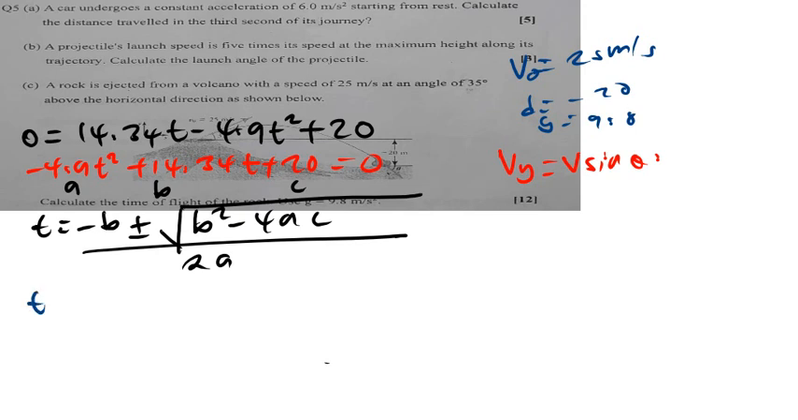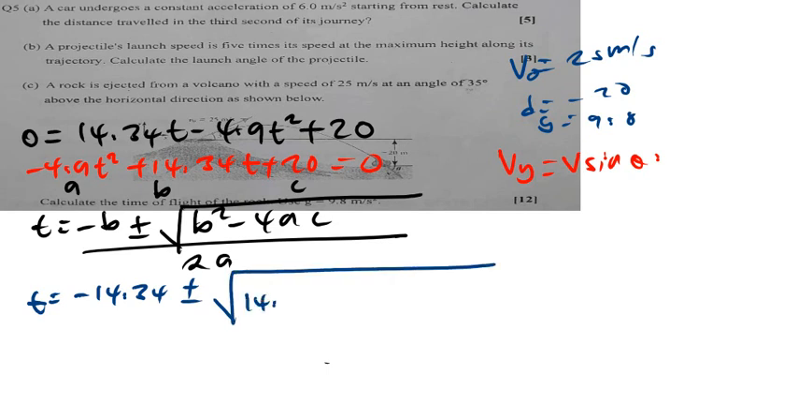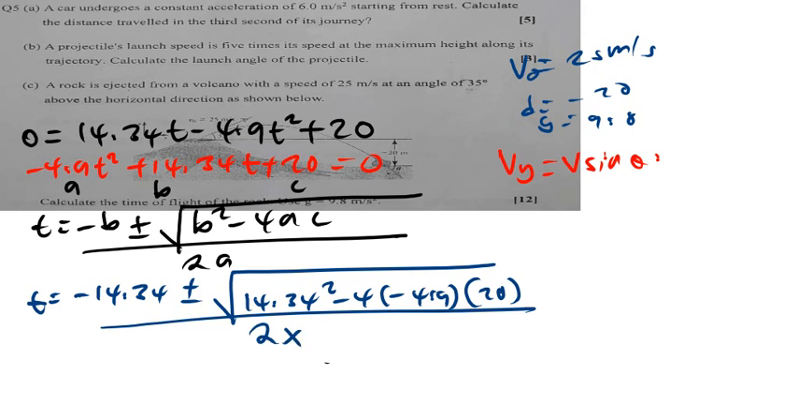So my t will be equal to, my b in this case is 14.34, so it will be negative 14.34 plus or minus the square root of, my b is 14.34 squared minus 4, my a is negative 4.9, then my c is 20. I'll divide this by 2 times my A, which is negative 4.9.